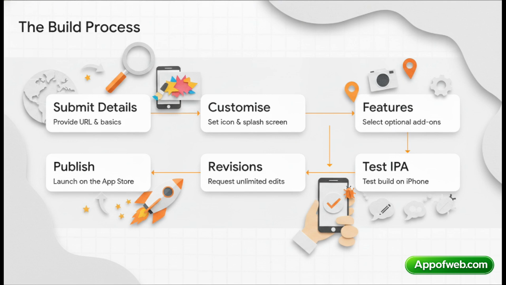Step 3, pick your features. Step 4 is testing. 5 is requesting any revisions. And 6 is hitting publish. Let's actually zero in on that testing phase for a second.